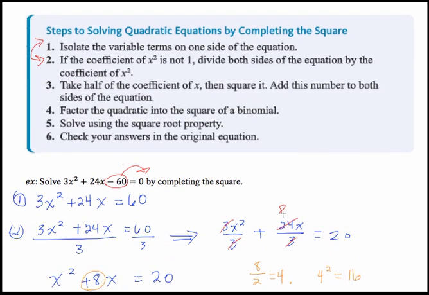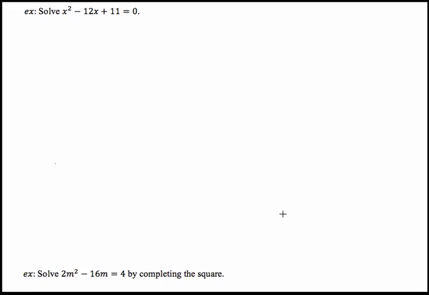Okay, so we're going to isolate the variable terms and then make the coefficient of x squared equal to 1. And actually, that's kind of nice because the coefficient of x squared is already 1. So all we have to do is move the 11 over. So that'll give us x squared minus 12x equals negative 11.